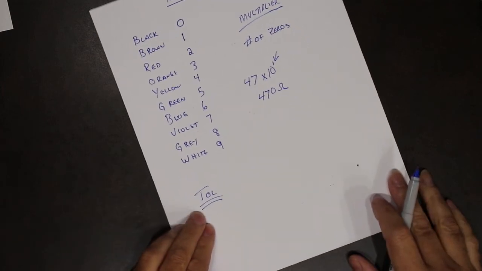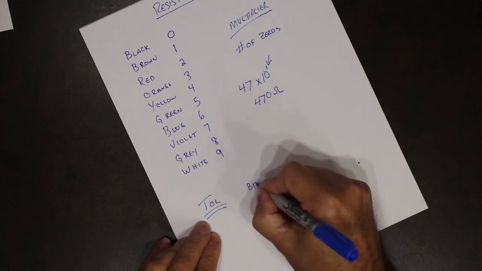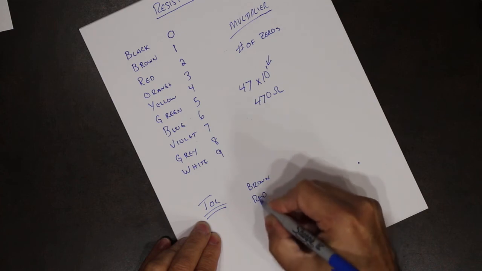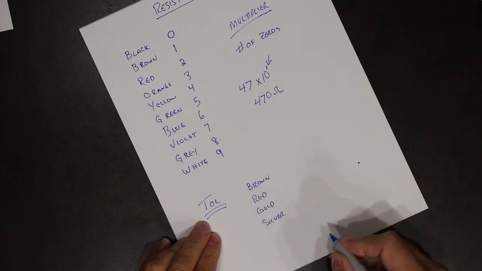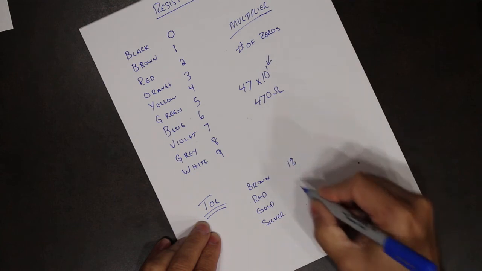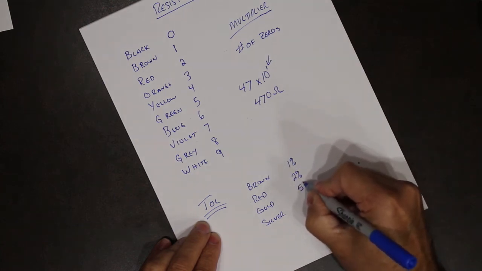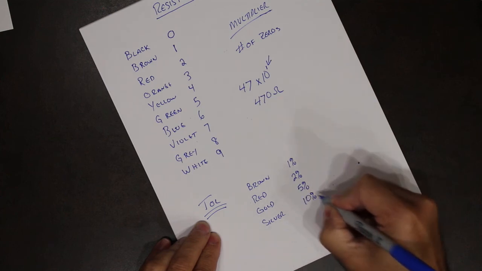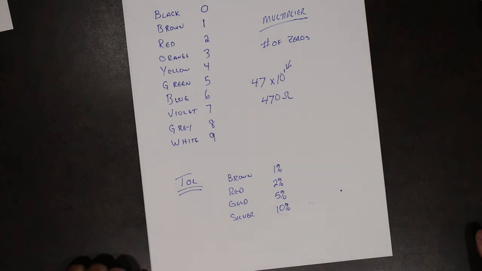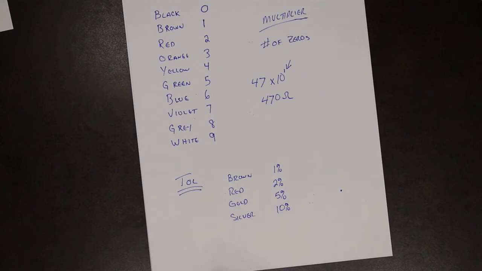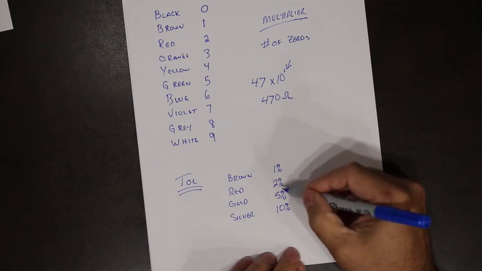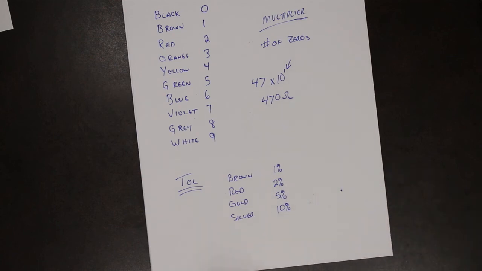So, some of the tolerance colors, we have brown, red, gold, silver. Brown is 1%, red is 2%, gold is 5%, silver is 10%. So in a typical regular resistor, four-band resistor, you could come across those colors as your tolerance. In a lot of resistors nowadays, you're going to find 2 and 5% tolerance values.